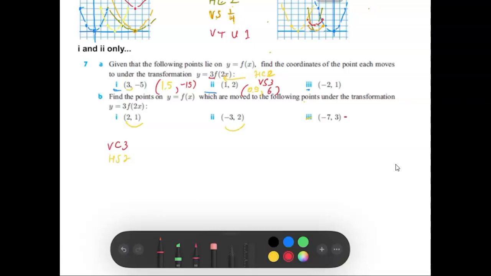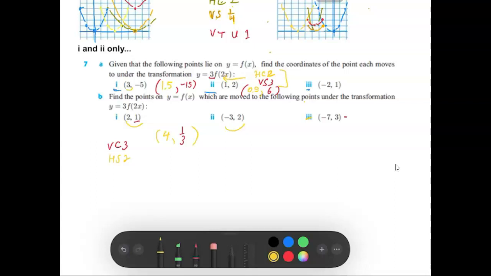First thing we're going to do is vertical compression 3. So the 1 is going to be vertically compressed by 3, which means it's going to become 1/3, right? And the 2 is going to undergo horizontal stretch by 2, so the 2 is going to become a 4, right? And just to check it, you could do the transformation here to see if you get the same thing. Horizontal compression by 2, the 4 becomes a 2. Vertical stretch by 3, the 1/3 becomes 1. So it worked.